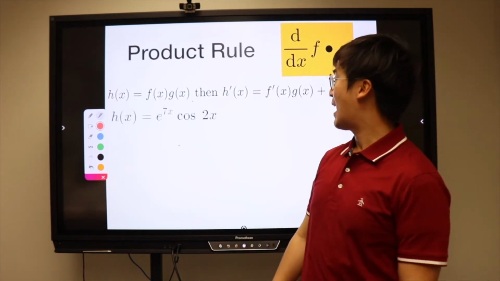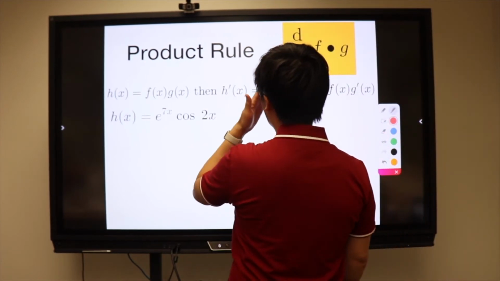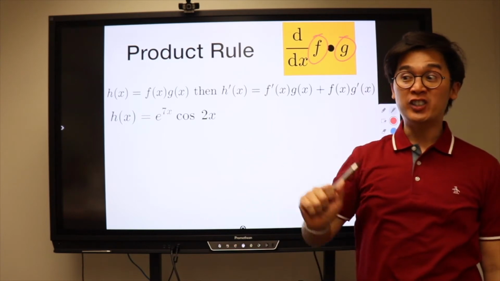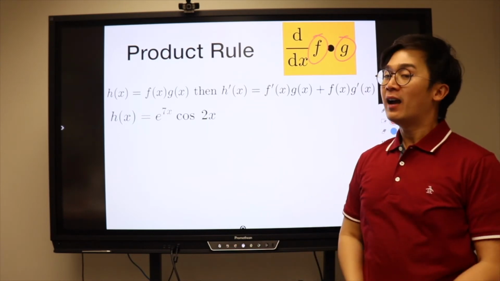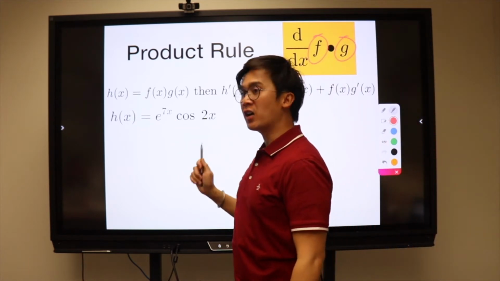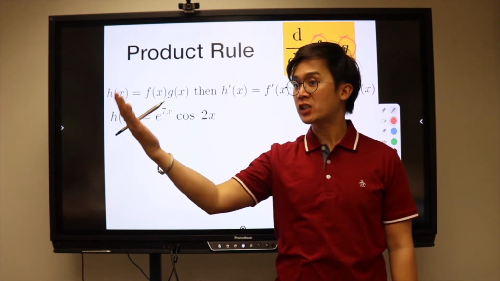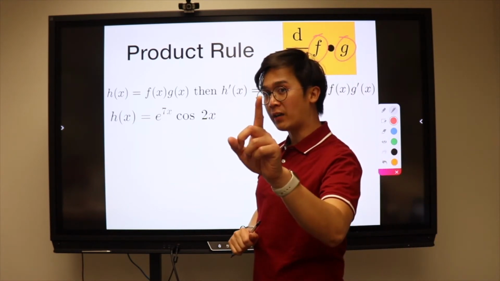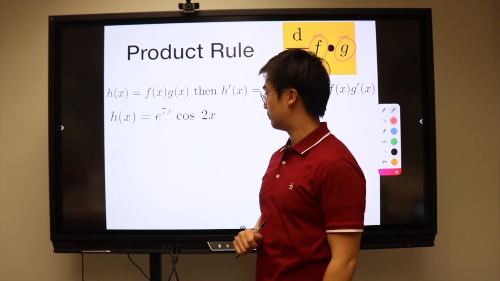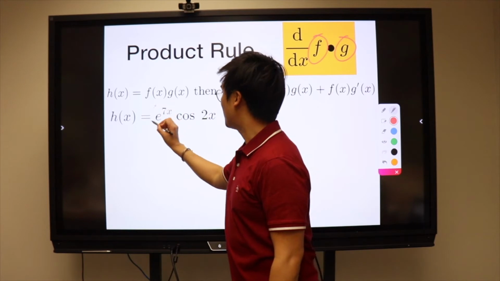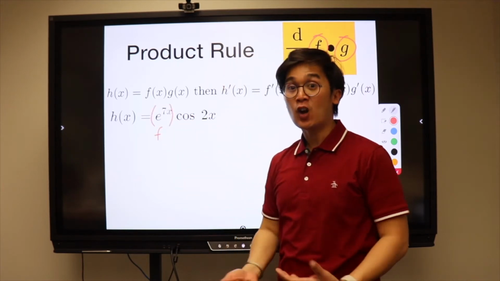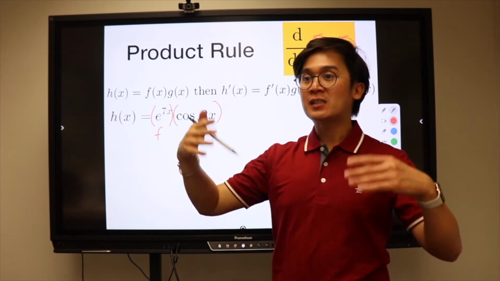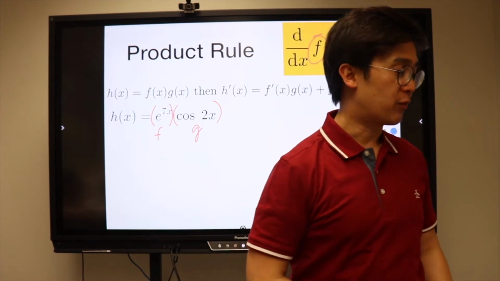All right. Let's have the first example. To be able to use the product rule, you need to identify your f and your g in the function. Okay, that's your first step. In this function, can you identify the function f and the function g in your h of x? Let's start with one. First one, what is f here? E to the 7x. Good job. That is your f. And obviously, what is your g? Cosine 2x.